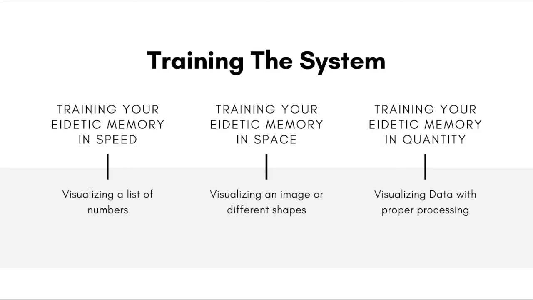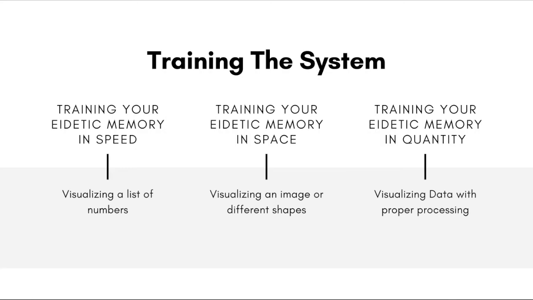Now, once you train yourself to visualize numbers and visualize images, objects, and shapes with your eidetic memory, and you actually develop this system properly, we want to start focusing on quantity. We want you to use your eidetic memory to process as much data and information as possible. So you would repeat the systems we talked about before, but you would focus on quantity.